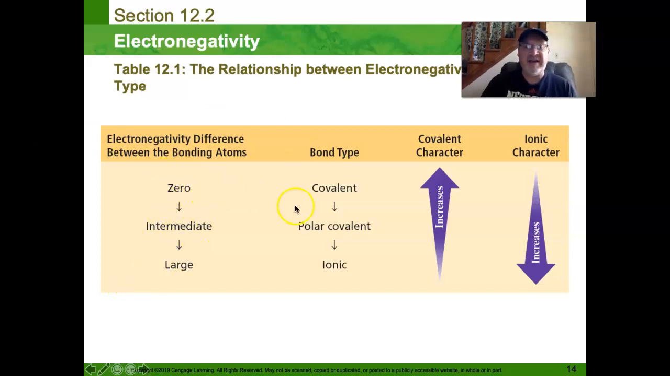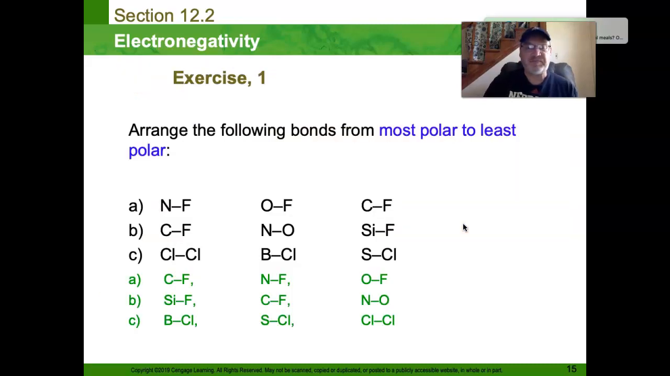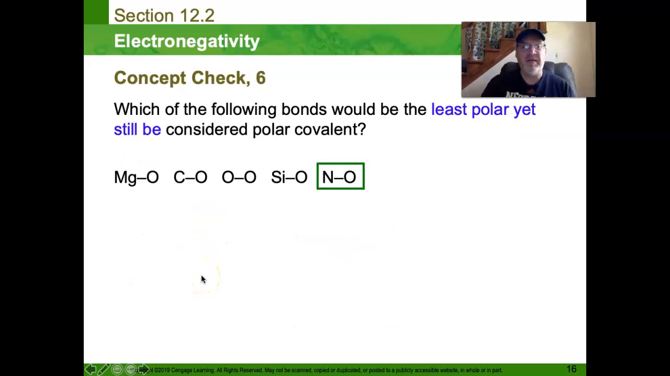Because it kind of gives you an idea in terms of the bond type, the electronegativity difference, and the character of the bonds with this. Again, from most polar to least polar, just do the math. Go back to figure 12.3, subtract the values for each one of these, and then you'll be able to solve for your answer.